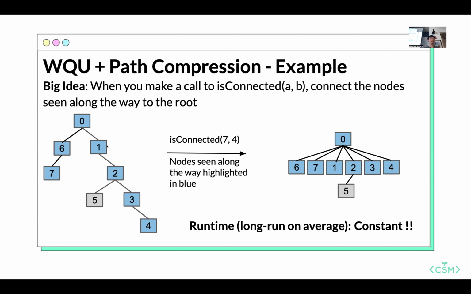Yeah, that's a good question. So 5 is a child of 2. And so for path compression, we only change the nodes that we see. When we're climbing up the tree, we only see 4, 3, 2, and 1. We don't see 5. And so 5 just stays a child of 2.